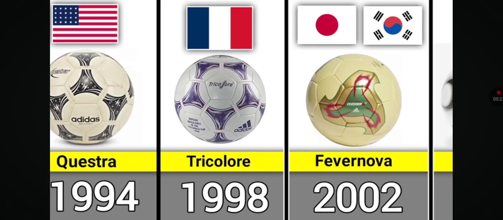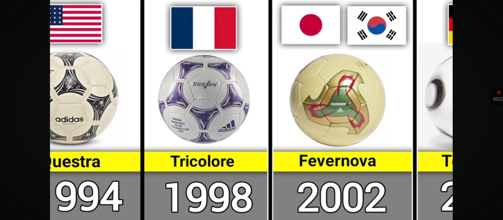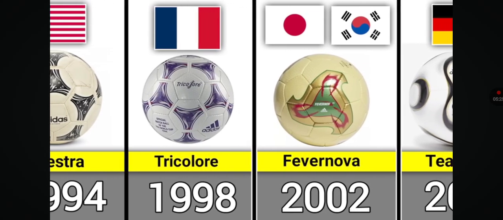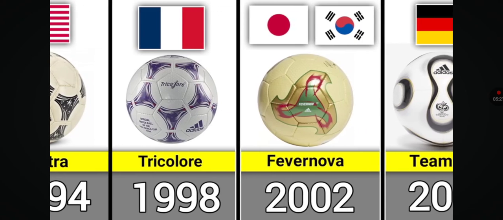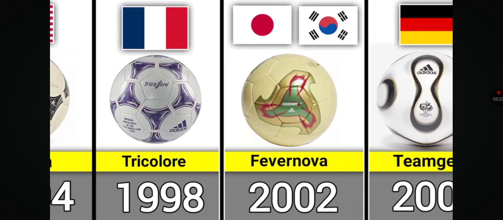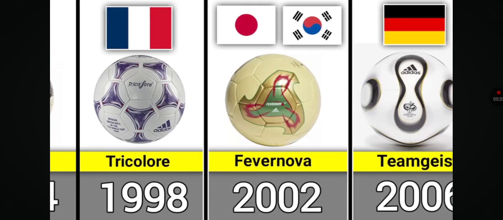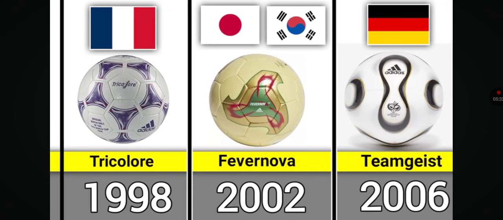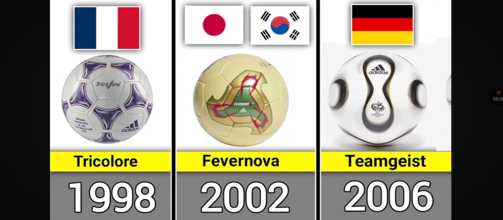2002 Fever Nova. The Fever Nova introduced a bold futuristic design for the World Cup in Asia. It broke away from traditional patterns completely. Football was entering a new millennium of innovation. The game was becoming faster, global, and more visually dynamic.